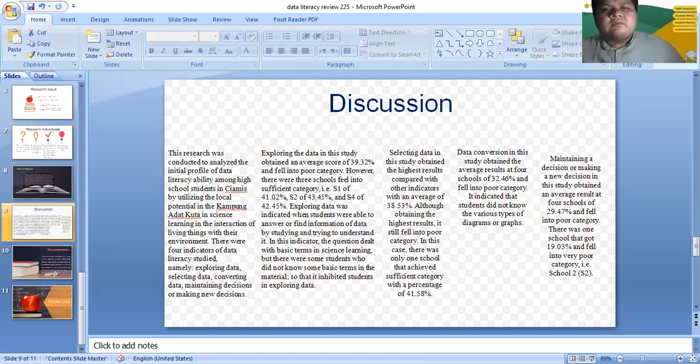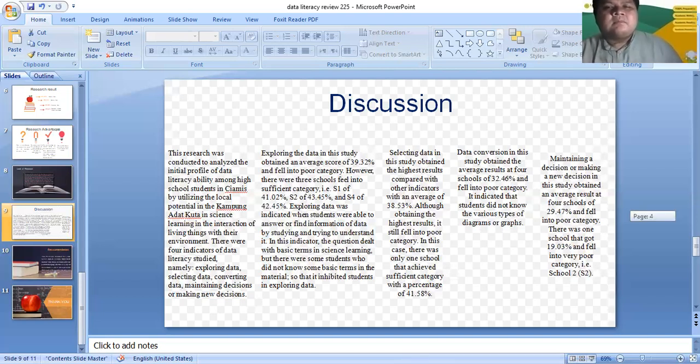Students must be able to select the right statements in the data, and students can separate the statements needed and not needed for the data. What put the students in the poor category was that students have not been able to select the exact statements needed and not needed related to data.